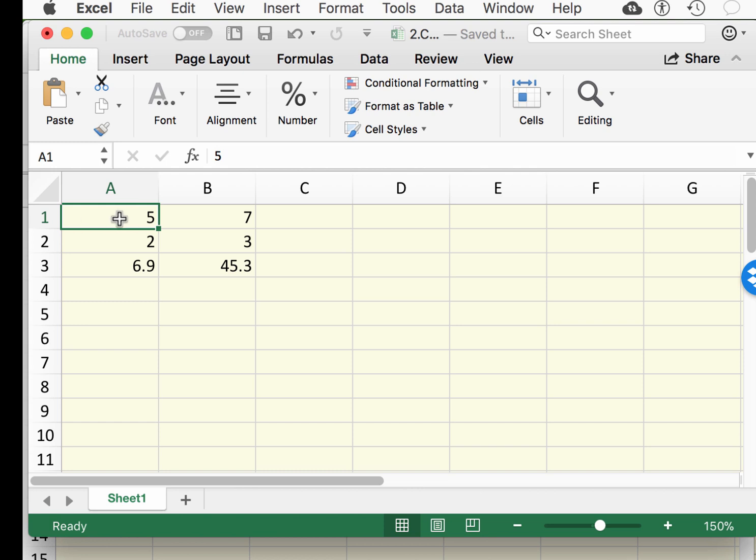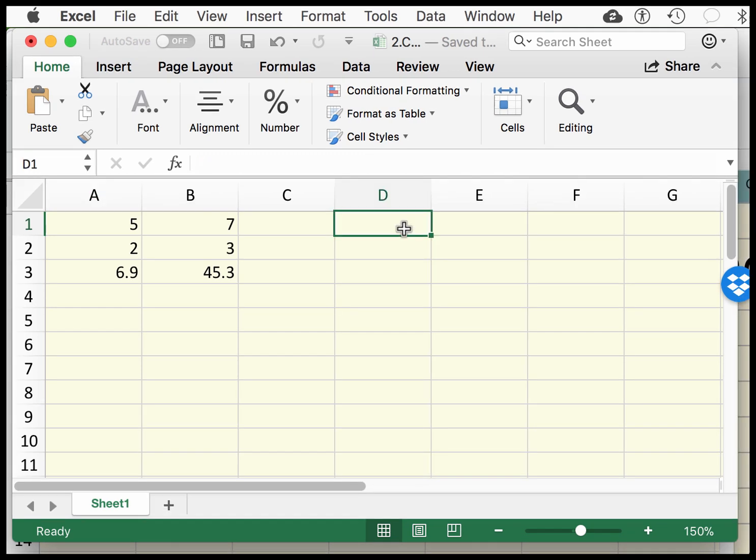The official term for a cell address is a cell reference because it refers to the number at that address. To use a number in a cell in a formula, just type its address. What does this calculation do? Equals A1 plus B1. What it does is it adds the number in A1 to the number in B1, giving you a 12.